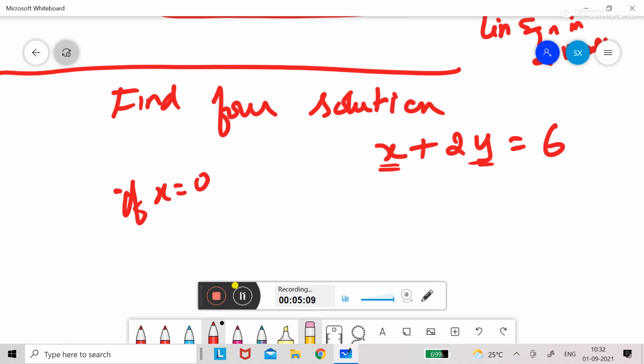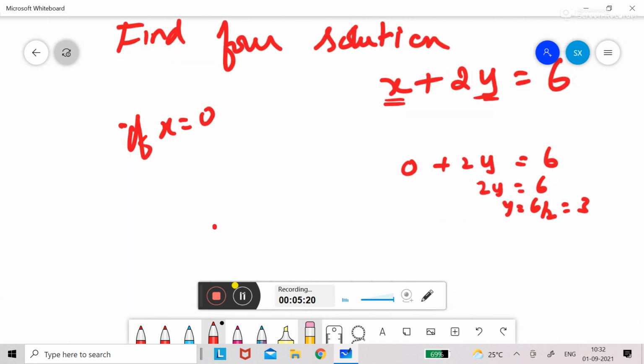If x is 0, what will happen? 0 plus 2y is equal to 6 will come. So 2y is equal to 6, y is equal to 6 by 2, 3. So (0, 3) is one solution. (0, 3) is one of the solutions.